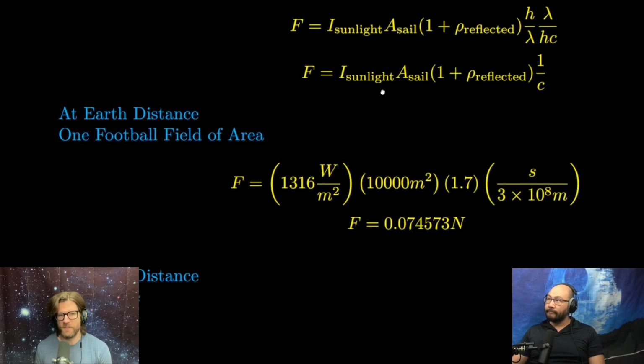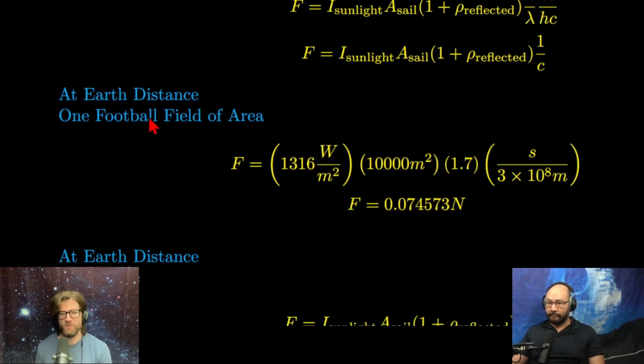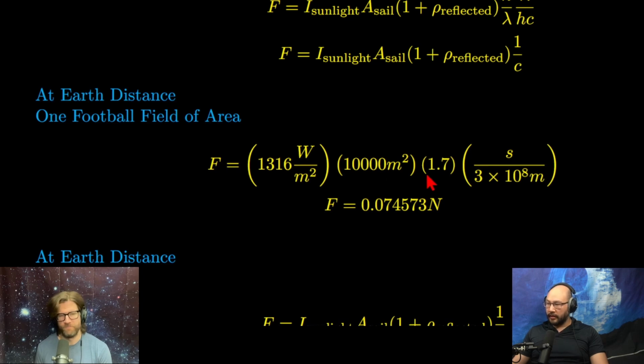What if we said we're going to make a solar sail the size of a football field, which is about 10,000 meters squared, at Earth distance? So plug in some numbers here. What kind of force do we get? Wait, where's the Earth distance coded here?